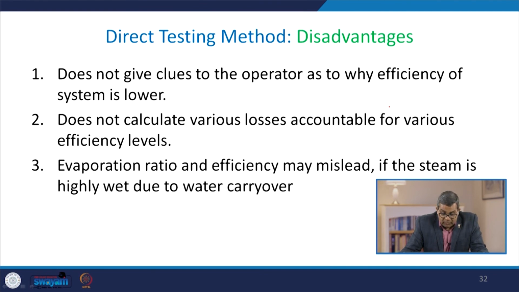But when there are advantages, obviously you cannot overlook the importance of disadvantages. One disadvantage is that it does not give a clue to the operator as to why the efficiency of the system is lower. Again, it is a very major disadvantage. It does not calculate the various losses accountable for the efficiency level. Again, evaporation ratio and efficiency sometimes may mislead, if the steam is highly wet due to water carryover. Water carryover is again a very important phenomenon, we will discuss it in due course of time.